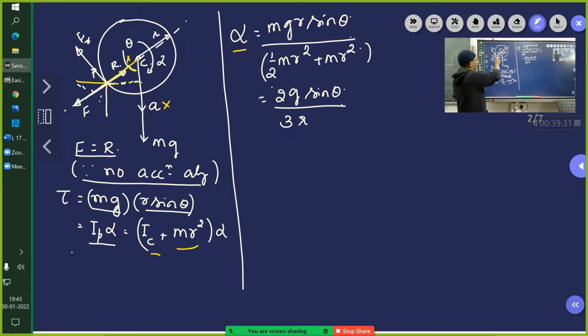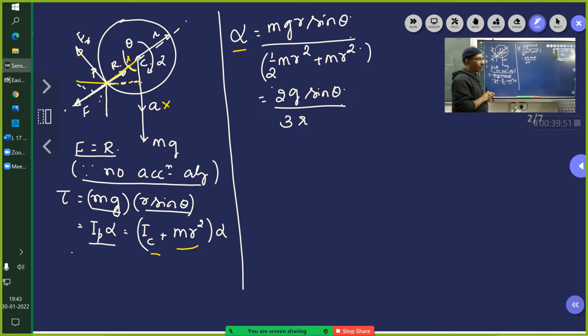Now if you are taking moment about this point, moment due to this force about this point is this. Moment due to all the forces acting here will be 0. Even though it is slipping, it is not going to matter.